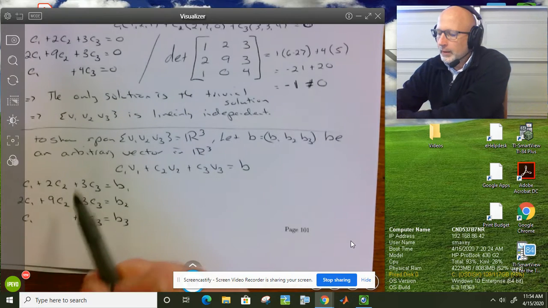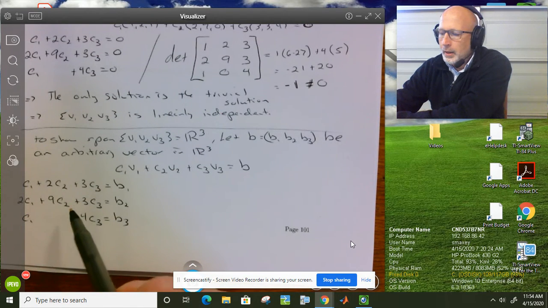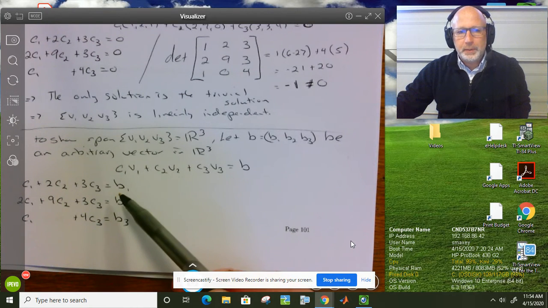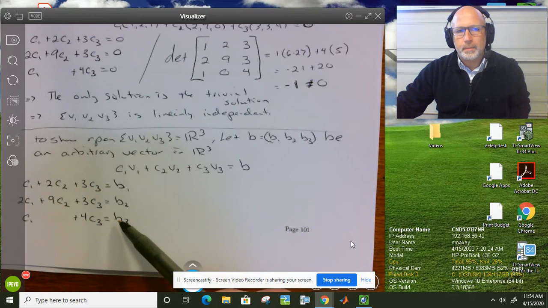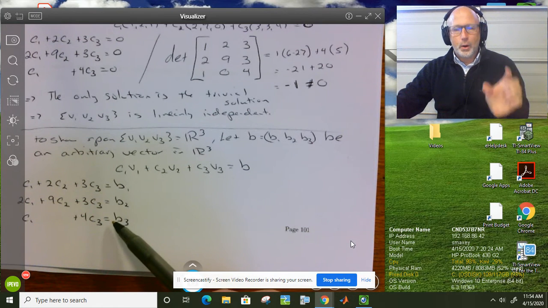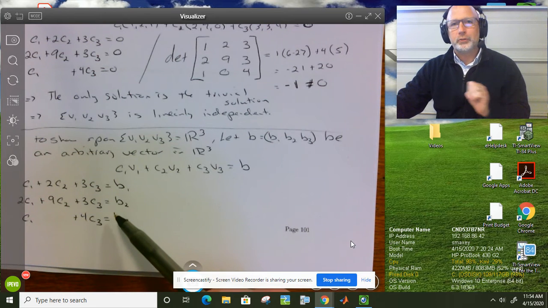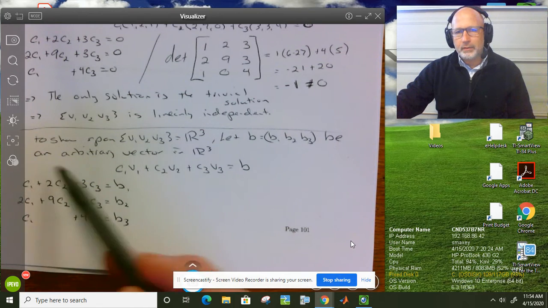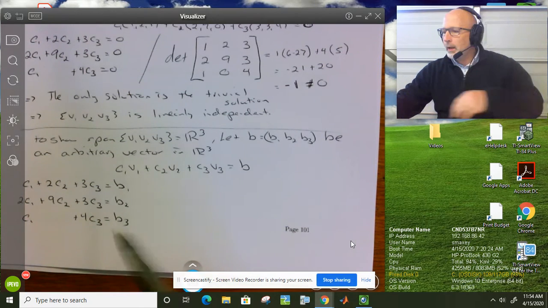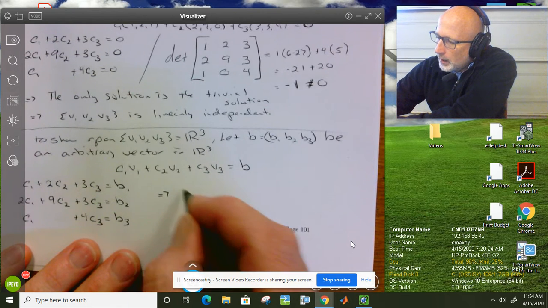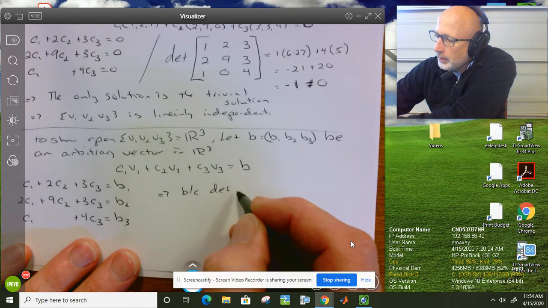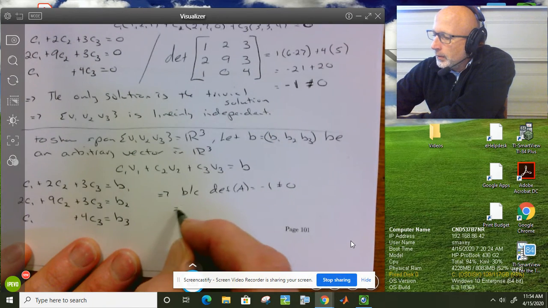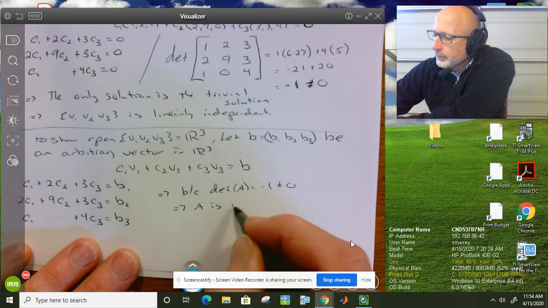Now I know if I write this as a matrix equation, the coefficient matrix is going to be invertible, which means b1, b2, b3 can be any vector at all. Since the coefficient matrix is invertible, I'm able to solve that system, which means it doesn't matter what b1, b2, b3 I pick, I can find a set of c's that will make it work. Therefore, because the determinant of, I'll call it A, is equal to -1, which is not equal to 0, then A is invertible.